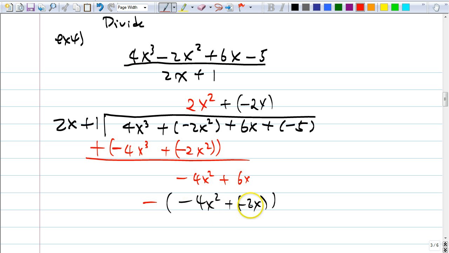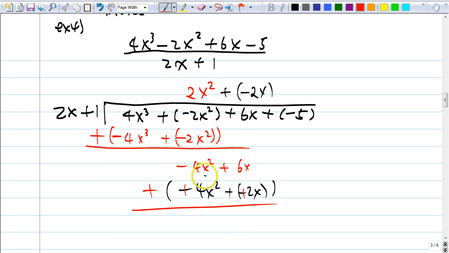So that means everything inside the parentheses, right? Let's change it to addition. So this becomes addition, and everything inside becomes its opposite. So now let's add. Of course, this is what we wanted. We wanted these first terms to cancel. Positive 6x plus positive 2x, what do we get? 8x. Right? Plus, of course, you need to bring down the negative 5 from the top here. Okay, I brought that down.